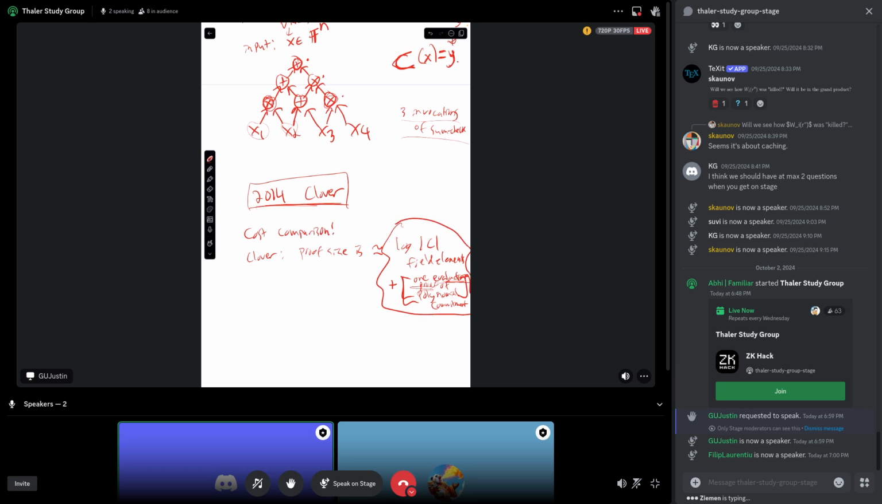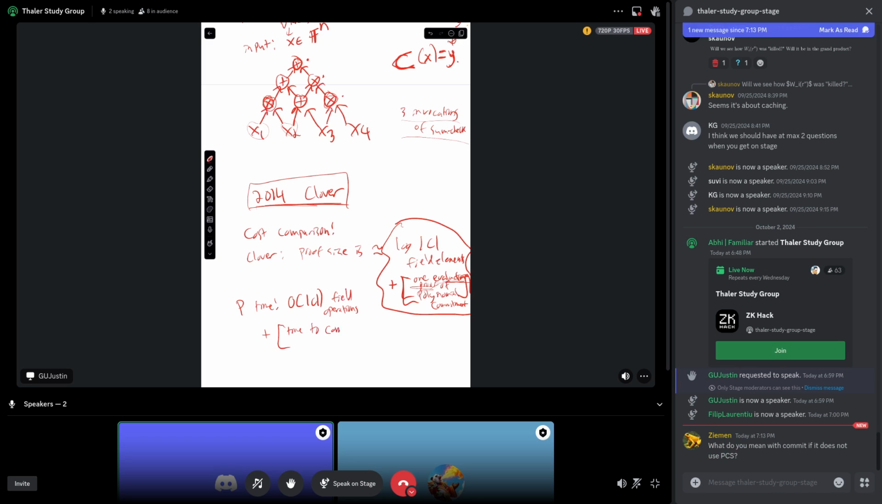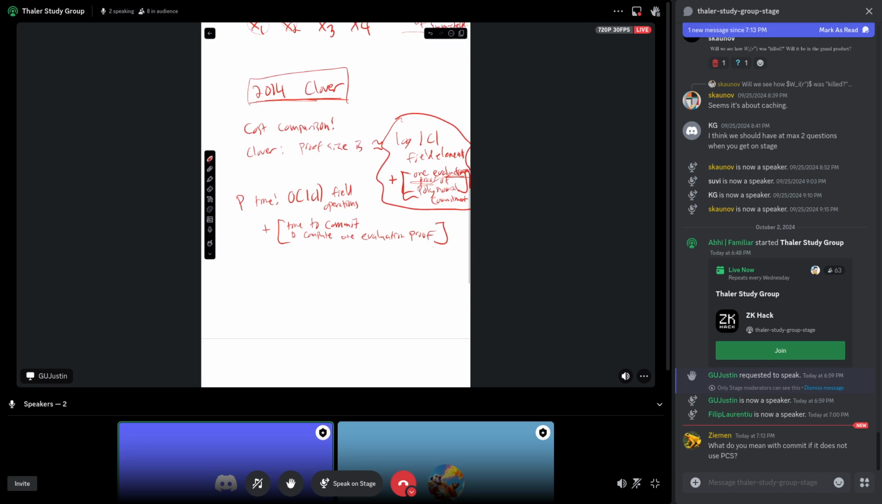And the prover time is going to be linear in circuit size many field operations, plus the time to commit to the polynomial and compute one evaluation proof. So here's the proof size, here's the prover time for Clover.